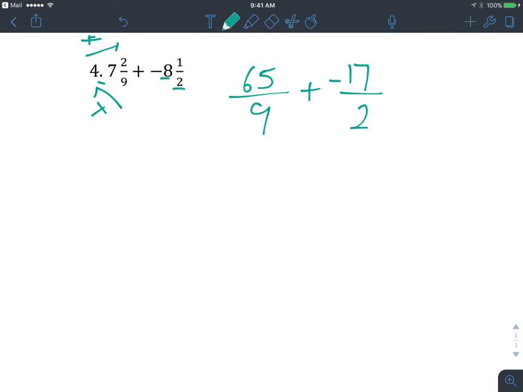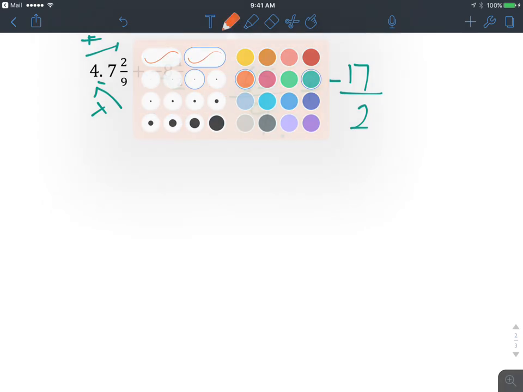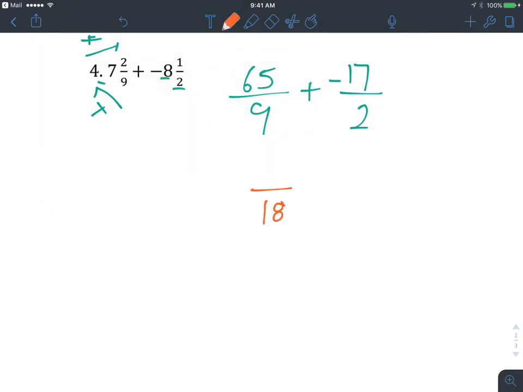And then now I have to find the least common multiple. I've got 65 over 9 and negative 17 over 2. The least common multiple of 9 and 2 is going to be 18. Because 9 times 2 will equal 18, and 2 times 9 is 18. So I'm going to put both of these fractions over 18. And then 9 times 2 gives me 18, so I'm going to multiply the top by 2, which is going to give me 130. And then 2 times 9 gives me 18, so I'm going to multiply negative 17 by 9 as well, which is going to give me negative 153.